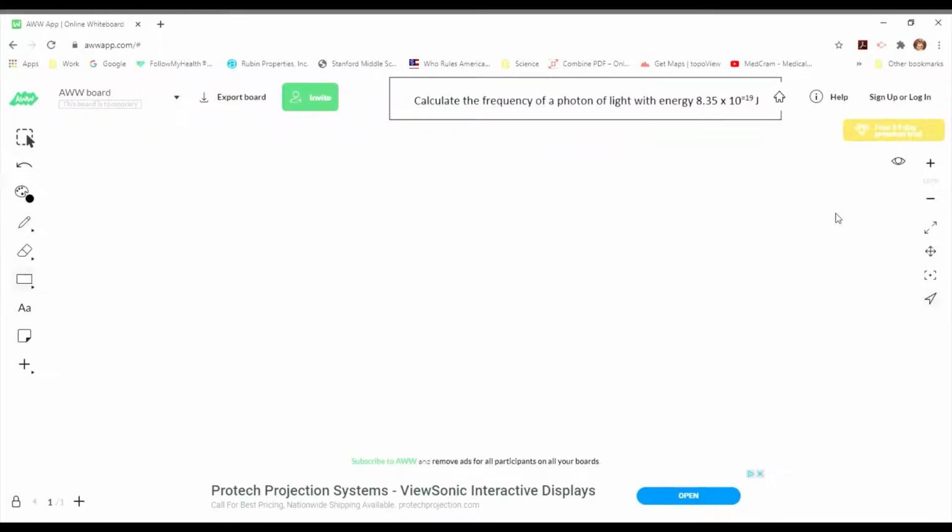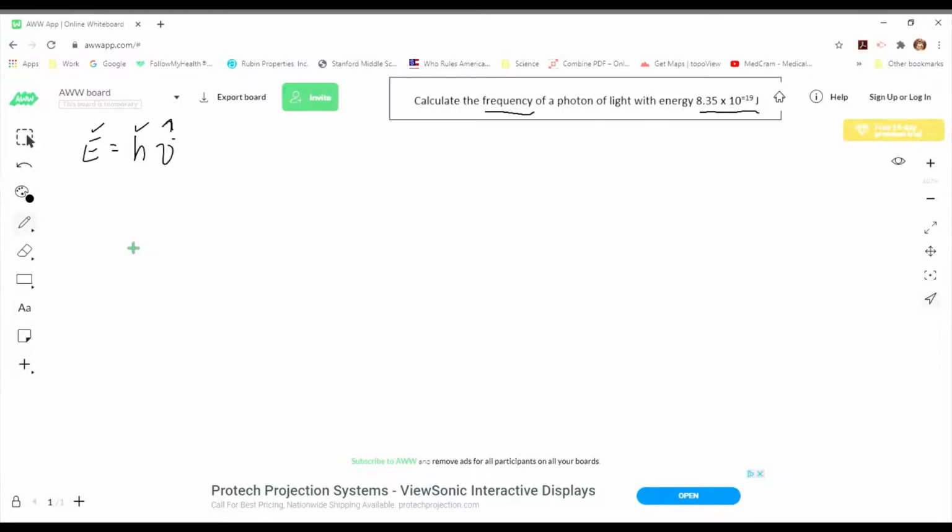Okay, so let's try a second problem. We'll move things around a little bit. This question says, calculate the frequency of a photon of light with energy 8.35 times 10 to the minus 19 joules. So we're still using the same equation because, in this case, you're given energy. We always have h, and we're looking for frequency.